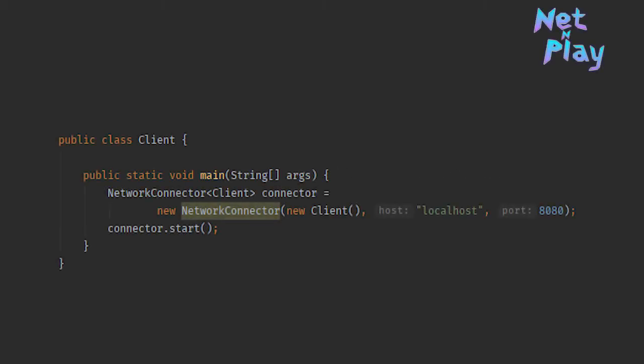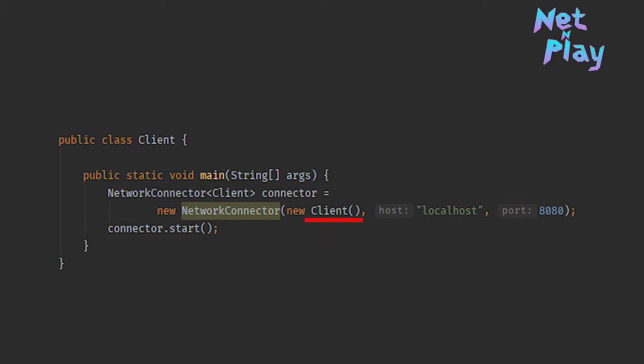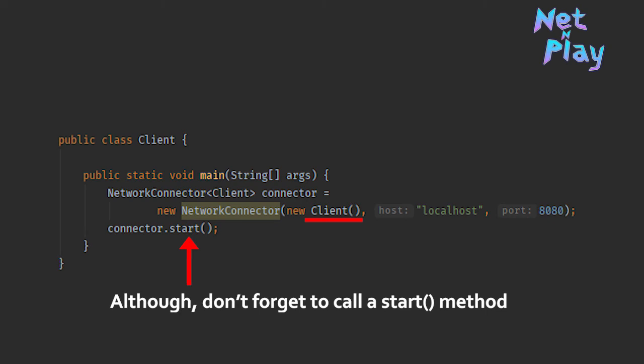Now let's talk about initializing the library on both client and server sides. To do so on the client, you just need to create a network connector class, supply an IP, port and also an execution context, which acts as an engine for the client, and will be supplied to the response command's execute method. It can be any object you want.